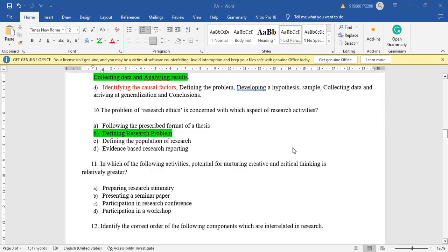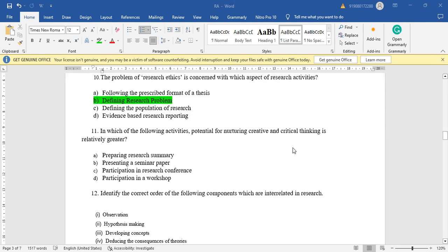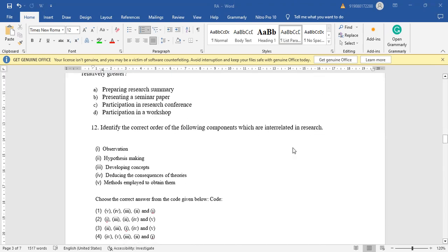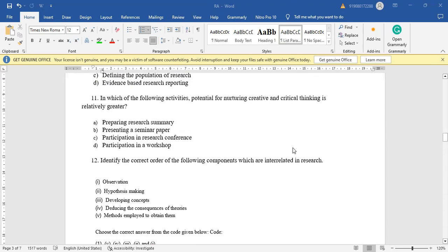You may practice questions like this, and you could give the answer for evidence-based research reporting as usual, and you feel you have 100% confidence. So questions like this would cheat you. Be aware of this. In which of the following activities is the potential for nurturing creative and critical thinking relatively greater? The same question I am giving you in a different context.